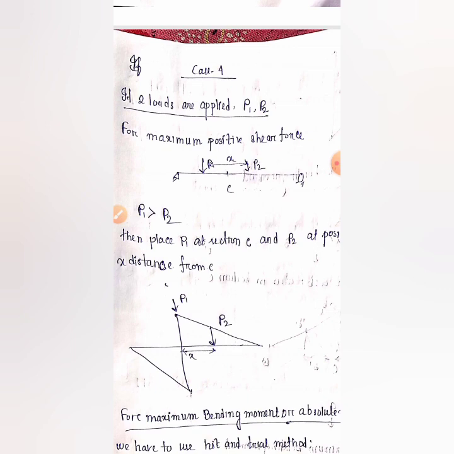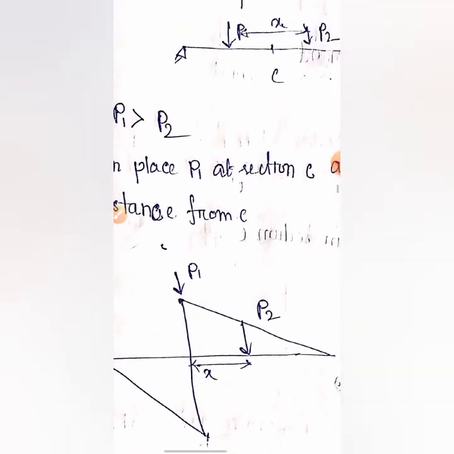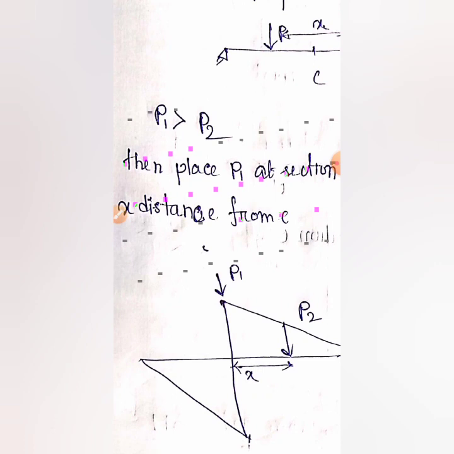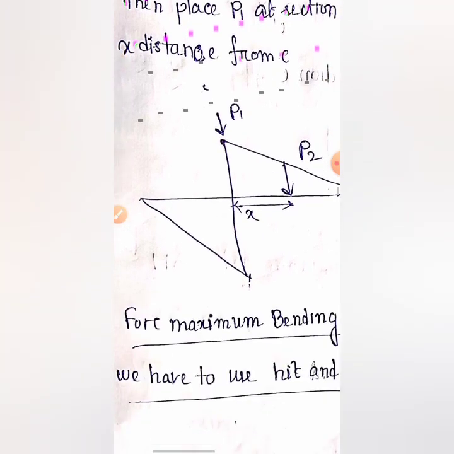etc. Right? So in the shear force, suppose first P1 is more than P2. That means the P1 load is greater than P2. Then we'll place P1 load at the section. At which section? At this section, we'll have to find the maximum shear force. So P1 will be placed here, and P2 will be placed at the right. That means at the positive zone.